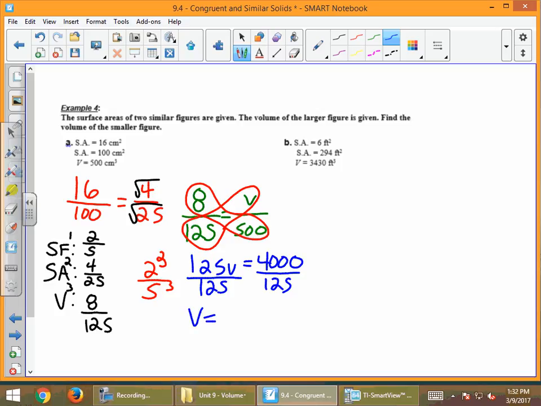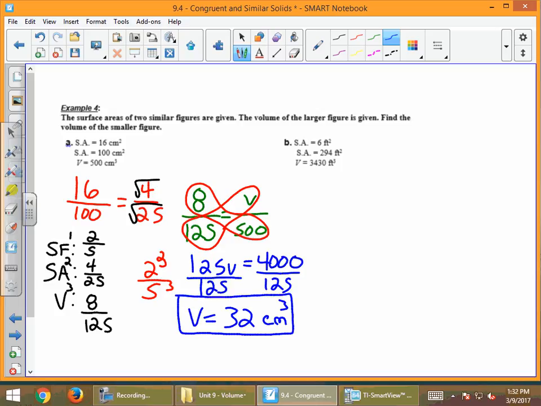What is the volume of this smaller figure? 32. Yeah. It's 32. And we're including units, so it's centimeters. What's volume measured in? Cube. There it is.